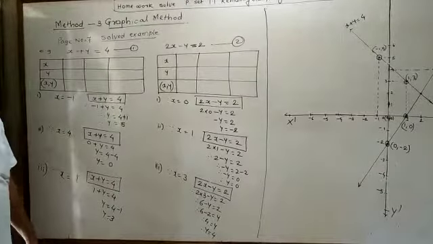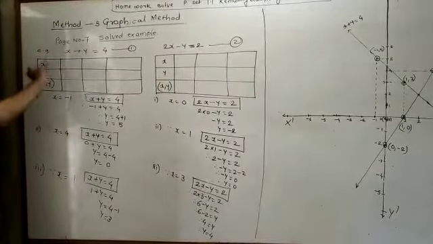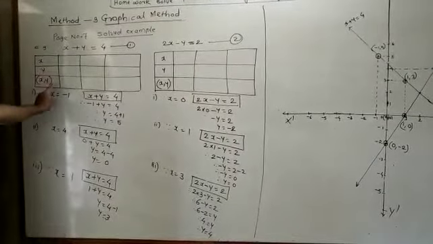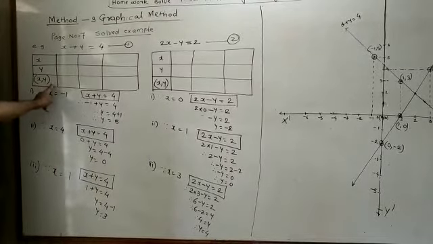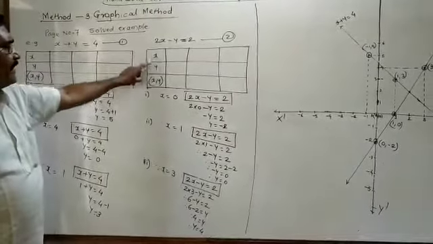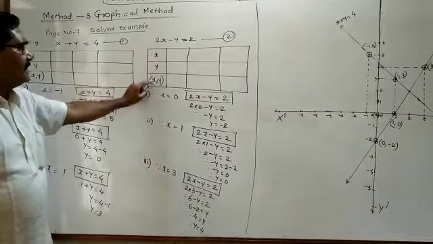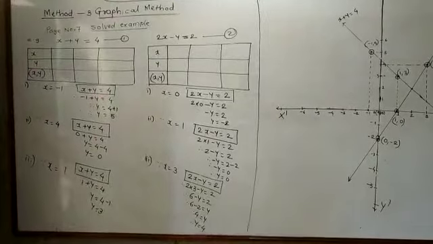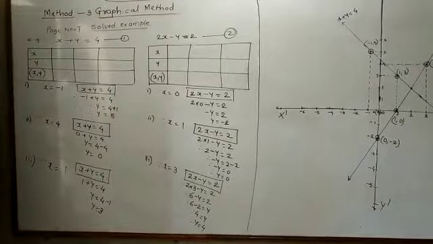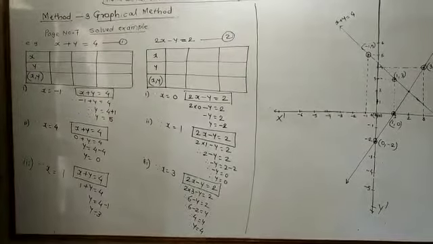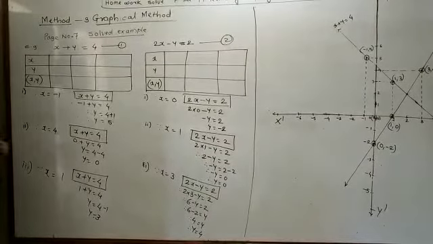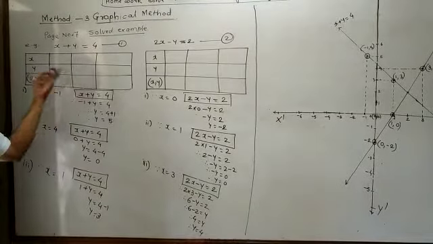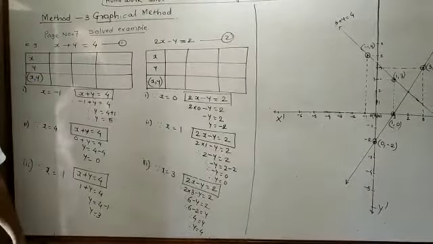For solving this example by the graphical method, you have to make a chart like this. This is the x coordinate, this is the y coordinate, and together they are the xy coordinate. In the same manner, this is the x coordinate and the y coordinate of the second equation. In this type of example, you decide the x coordinate yourself, put these values in the given equation, and find the y coordinate.